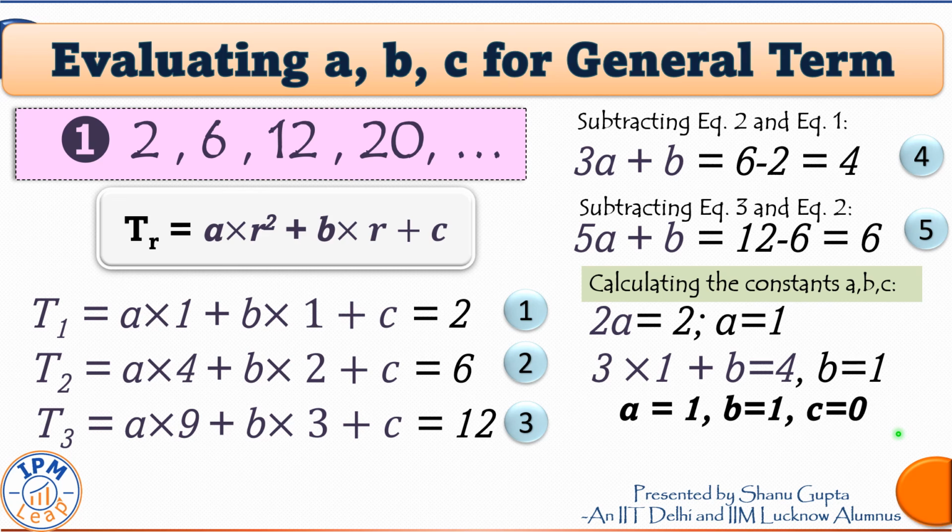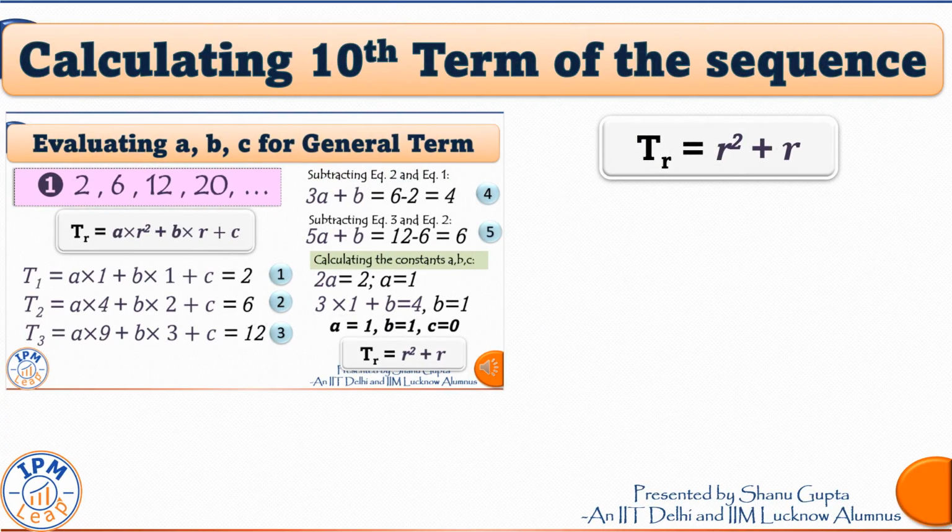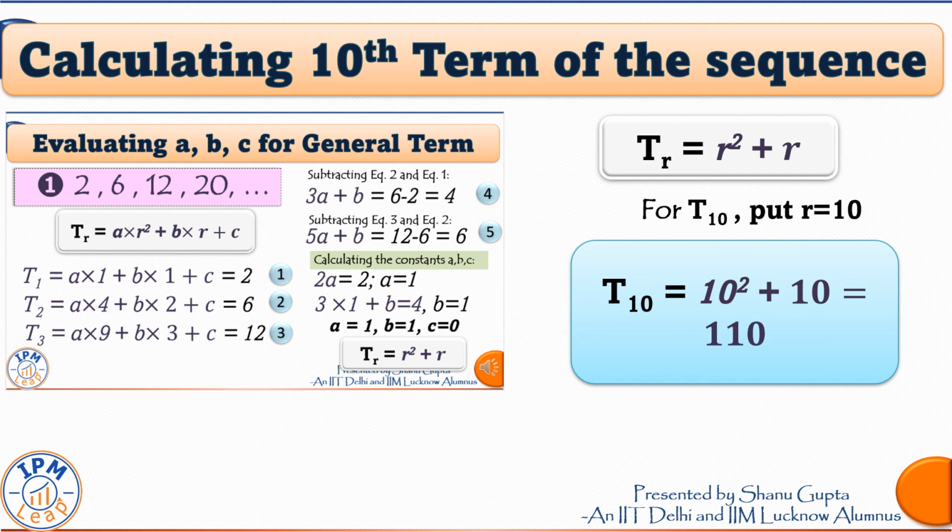Once you have the values of the constants a, b and c, you have a well-defined formula for the general term. TR in this case is equal to r square plus r. Using this formula for the general term, we can find any term of the sequence. So for the 10th term, we put r is equal to 10 on both sides. T10 is equal to 10 square plus 10, which in turn is equal to 110.